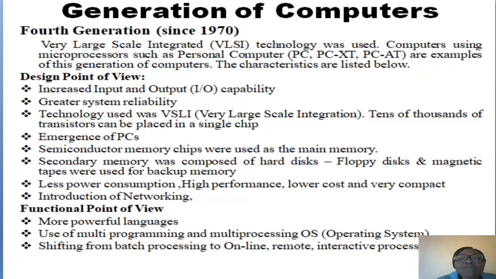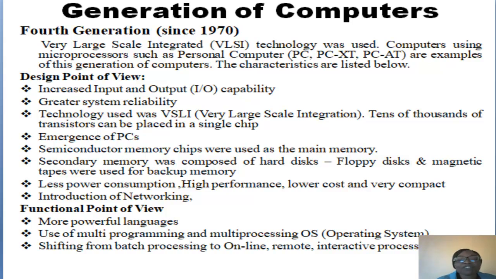The technology used was very large scale integrated circuits, that is, tens of thousands of transistors can be placed in a single chip. There is the emergence of personal computers. Semiconductor memory chips were used as the main memory. Secondary memory was composed of hard disks. We now have floppy disks. Magnetic tapes were used for backup memory. Then there is less power consumption, high performance, and the prices are cheaper than the previous generation of computers.